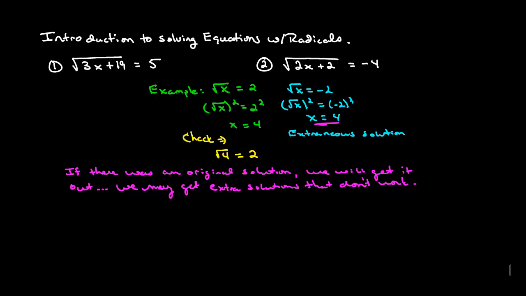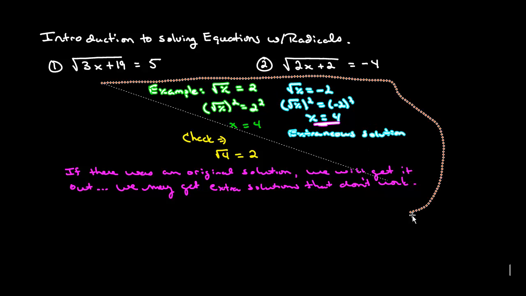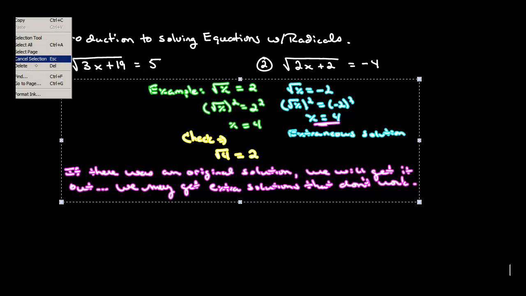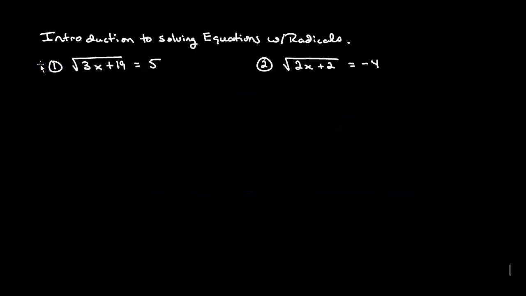So what we do is we go and we check at the very end to make sure that our solutions do work. Now it's very easy to see in the beginning, and when the problems get harder, it'll be more difficult. So here's what we're going to do. We're going to work on these two problems right here, and we're going to solve them by squaring and knowing that we're not going to lose our solutions, but we might gain additional solutions that aren't actually solutions. They're like fake solutions, okay?